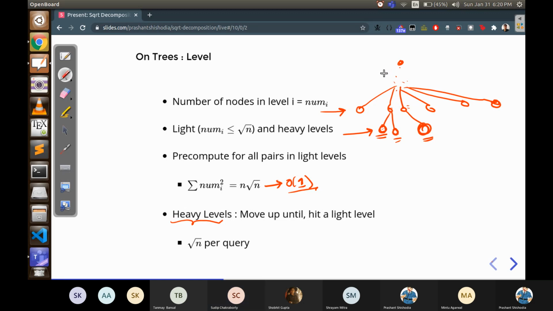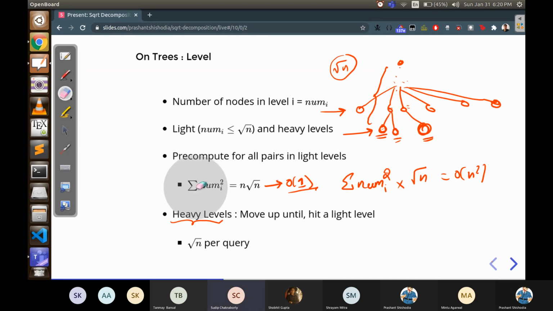But some of you might point out that this will take root n more time. There are num squared pairs, and it might feel like it will take num squared into root n time, so that will be O(n squared). Does anyone feel this, or is it already intuitive that you won't need that much time? You all understood the problem. Yes.